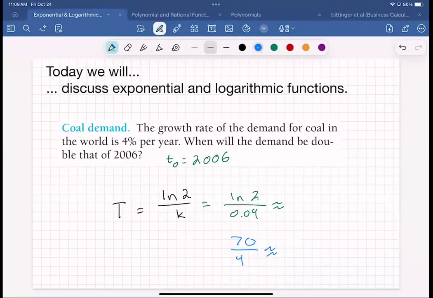Are y'all getting 17.3? 17.3 what, though? Well, no, the units of measurement, sorry. It'll be years here, okay?